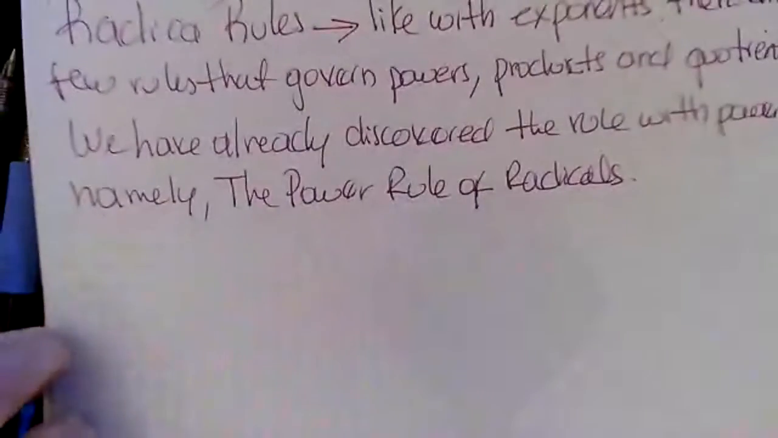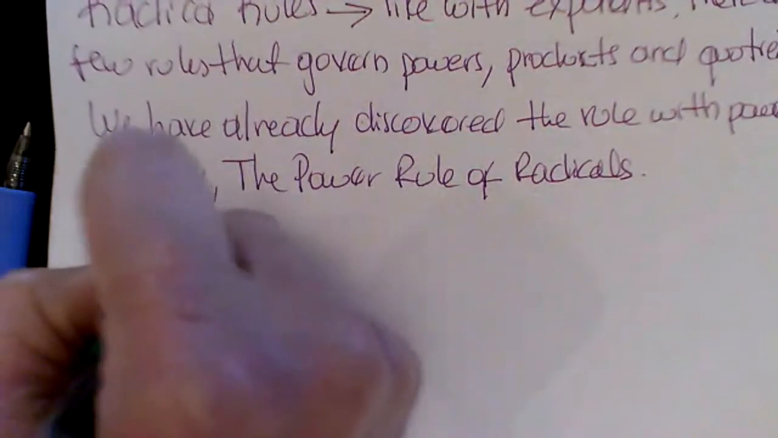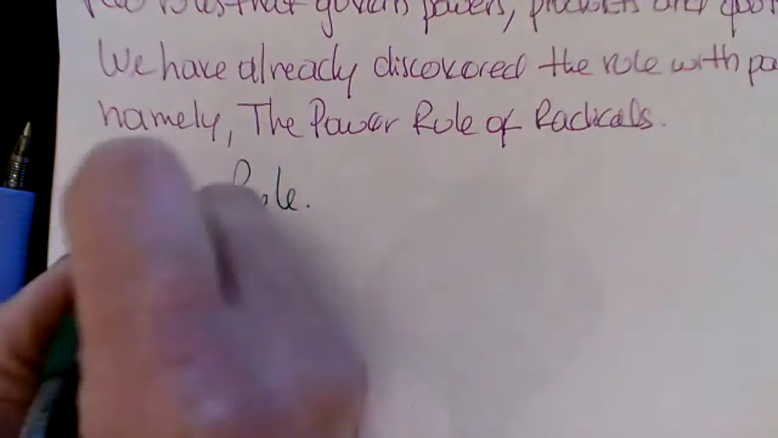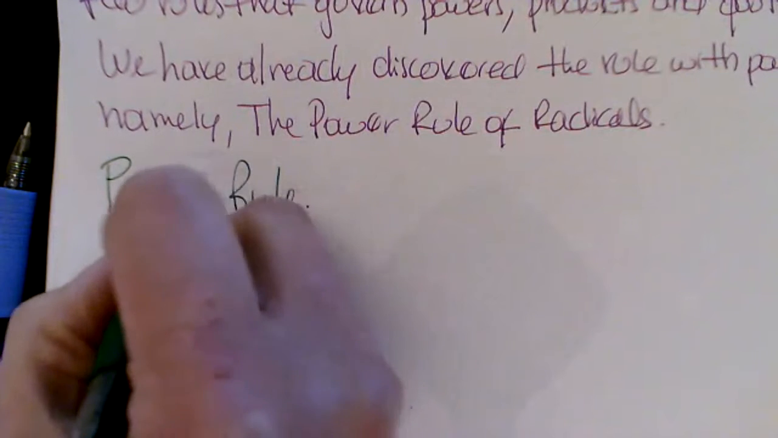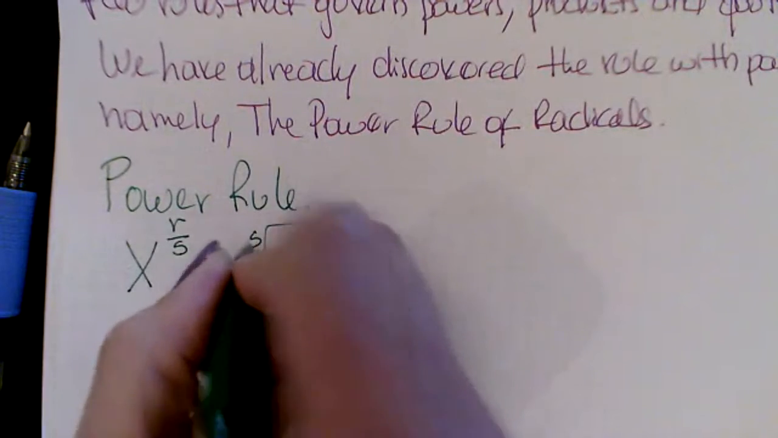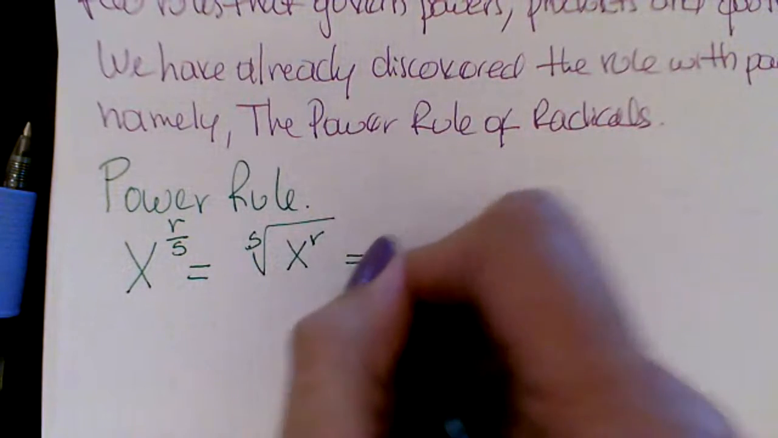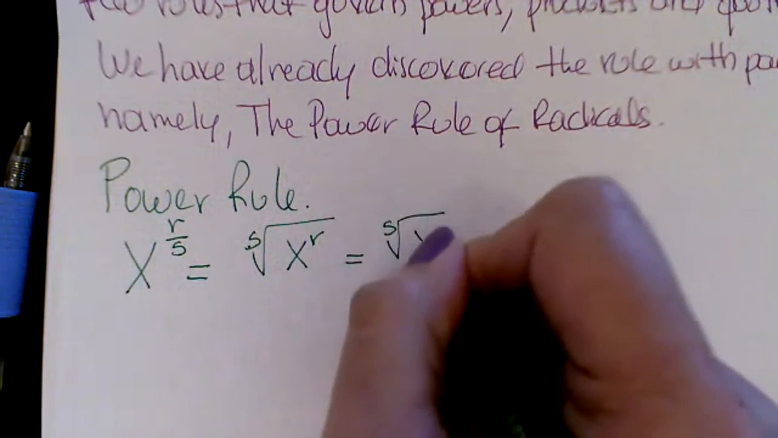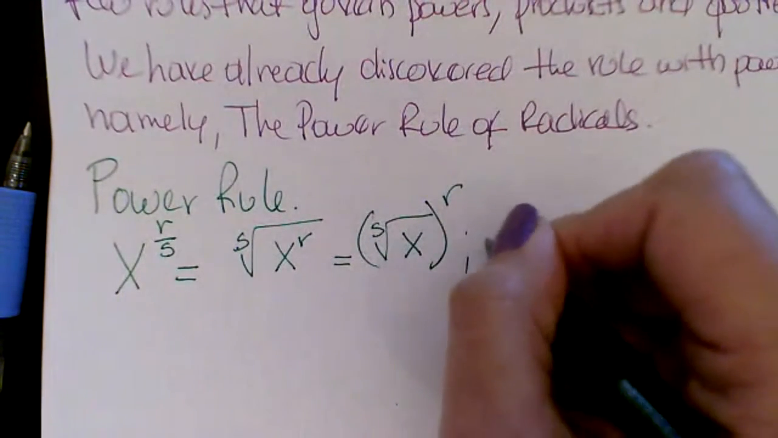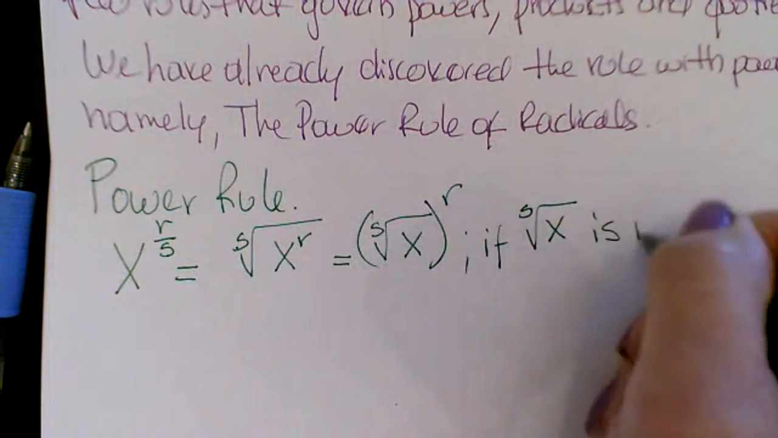Now, let's do the first one. This one is called the power rule. And it says, we did this one, the nth root of x is equal to, the denominator is the index, x to the 1 over n. And we said that this was the same as x to the exponent of r. And we could do that if this part is real.